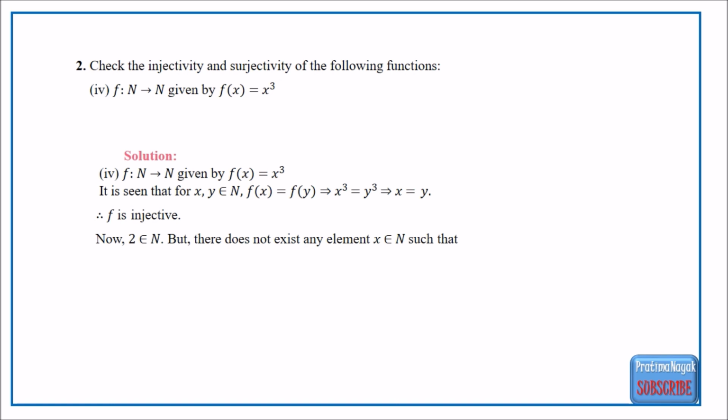Take the example 2 here. There does not exist any element x belonging to N such that f of x is equal to 2, or x cube is never 2. So 2 has no preimage, hence f is not surjective.